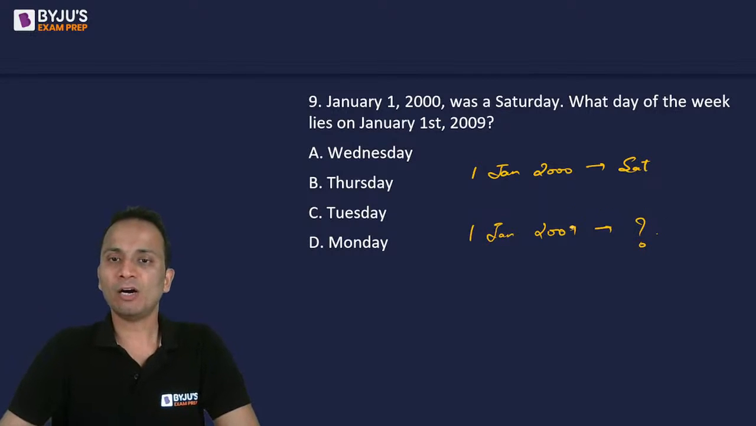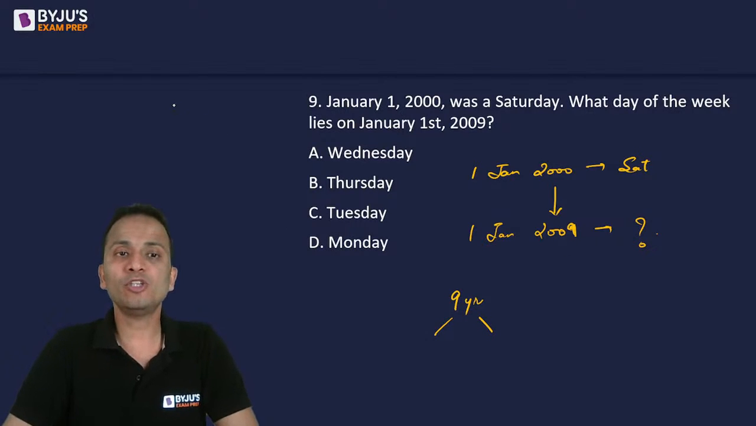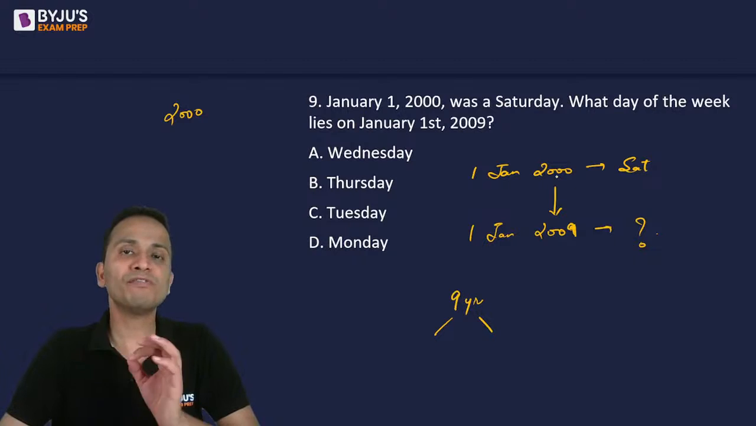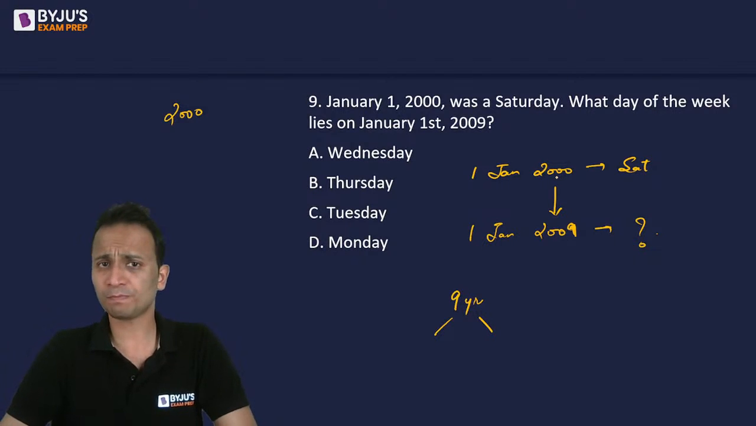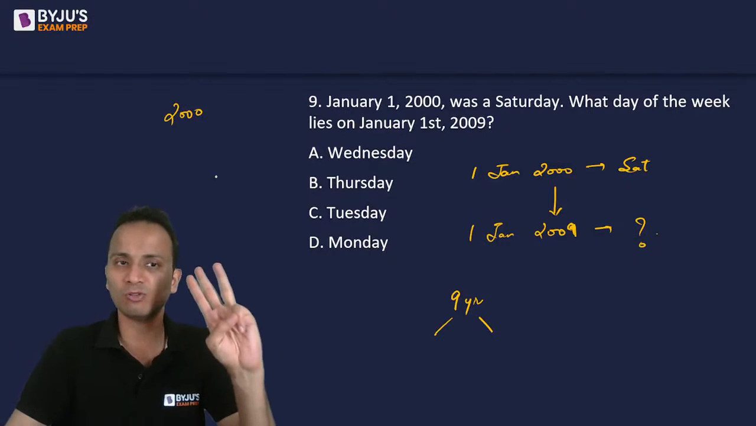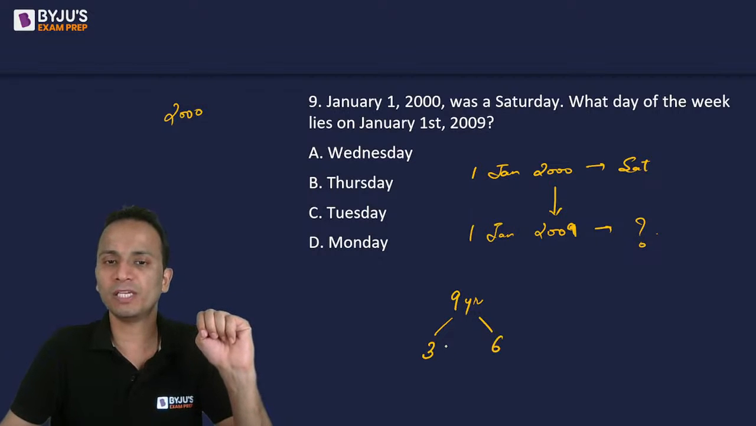Okay. Now, very carefully, first of all, we can find out the number of years. So 2000 to 2009, a total of 9 years have elapsed. Now, out of these 9 years, how many are leap years? For the year 2000, 2000 is a leap year, and yes, we are passing through the 29th of February of 2000. So the first leap year considered will be 2000, then 2004, and then 2008. So a total of 3 leap years and 6 normal years.